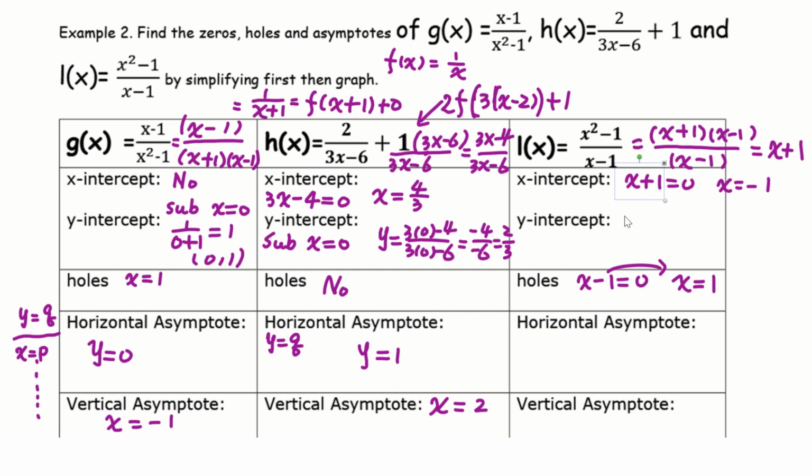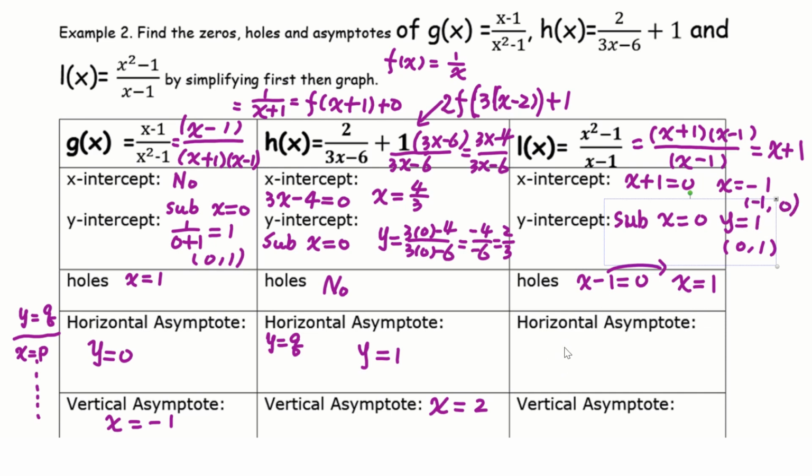And for the y-intercept, subbing x equals 0, you will have y equals 1. So you have (0, 1) as y-intercept, and (-1, 0) as x-intercept.